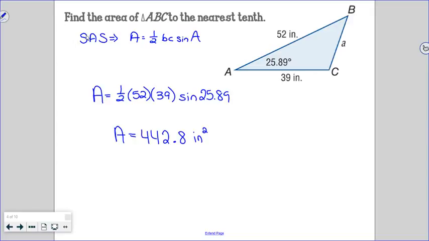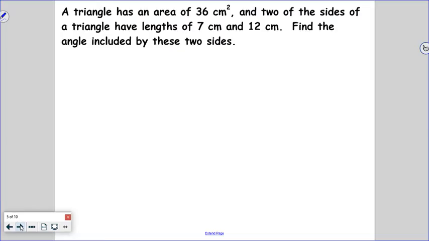Sarah? With that setup, but you would have been finding like a side or an angle, not the area. Yep, absolutely. Yeah, they're all going to look very, very similar in this chapter. There is one thing you can do on this one, as far as solving for something other than the area, would be a question something like this.